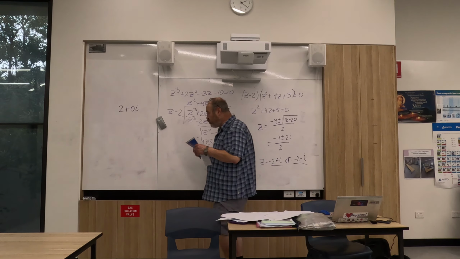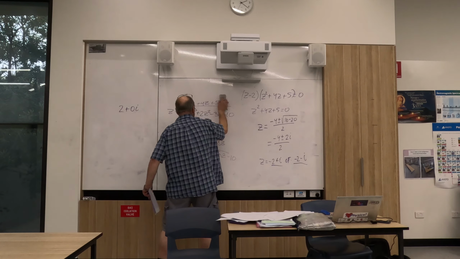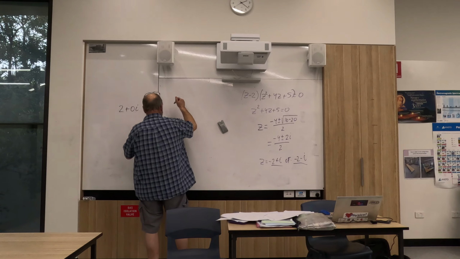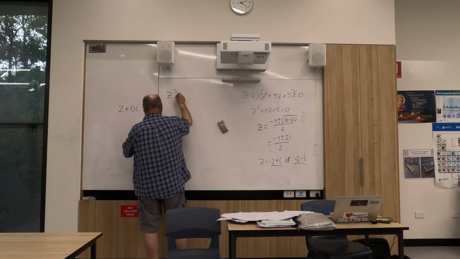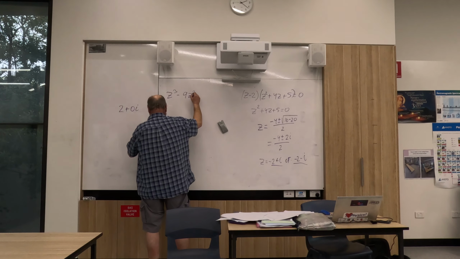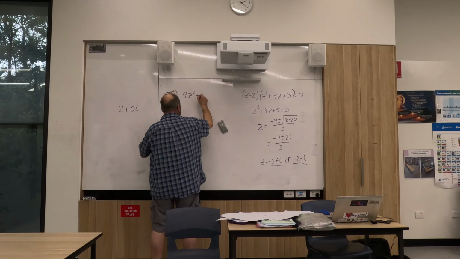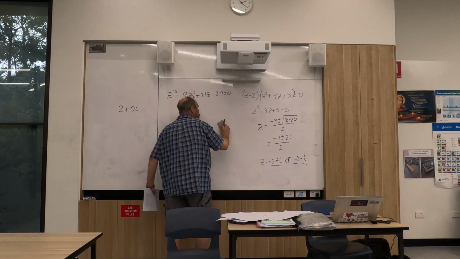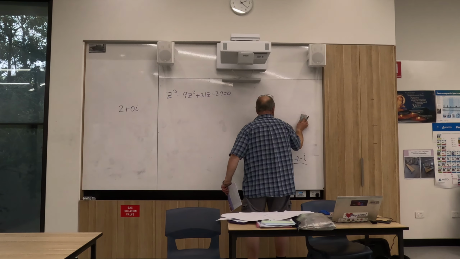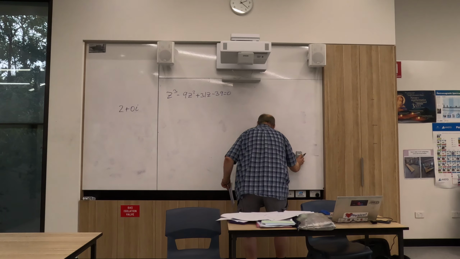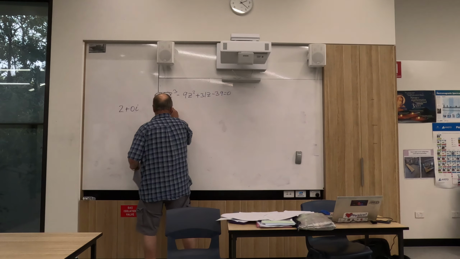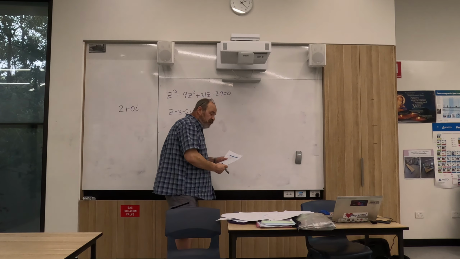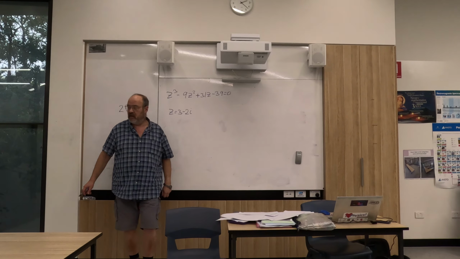We have the next equation: z cubed minus 9z squared plus 31z minus 39 equals 0. And it is given that one of the solutions is z equals 3 minus 2i. Find all solutions.